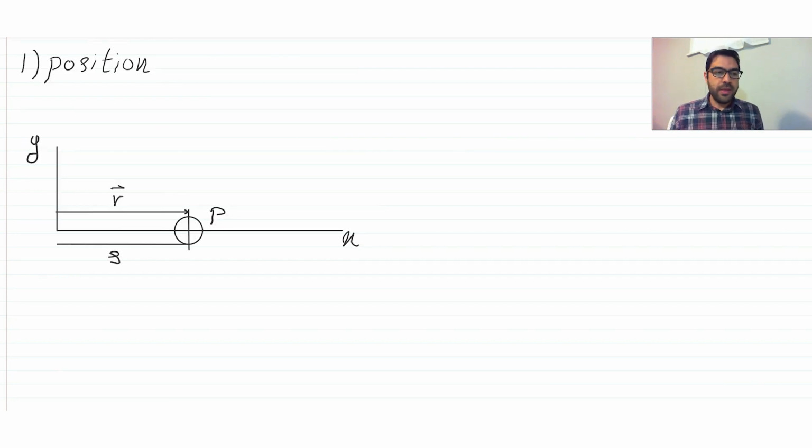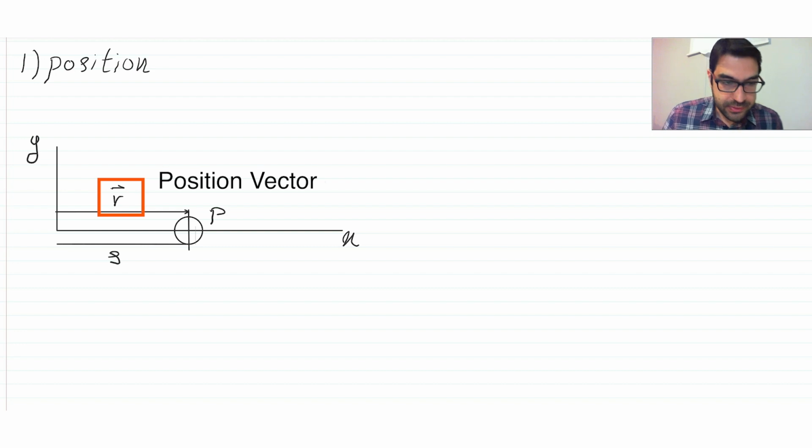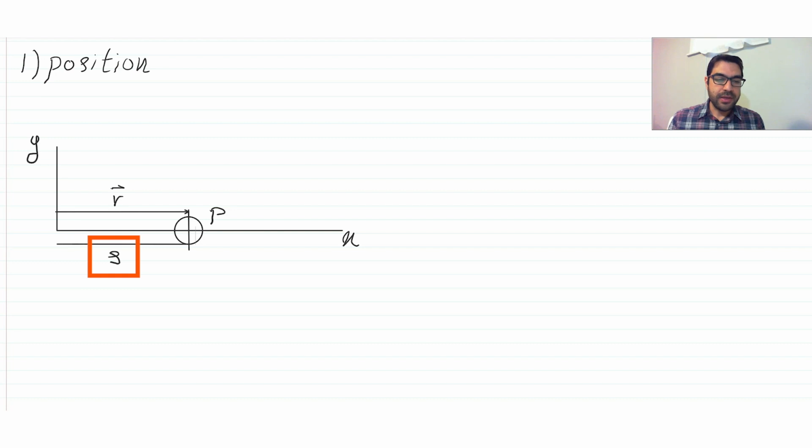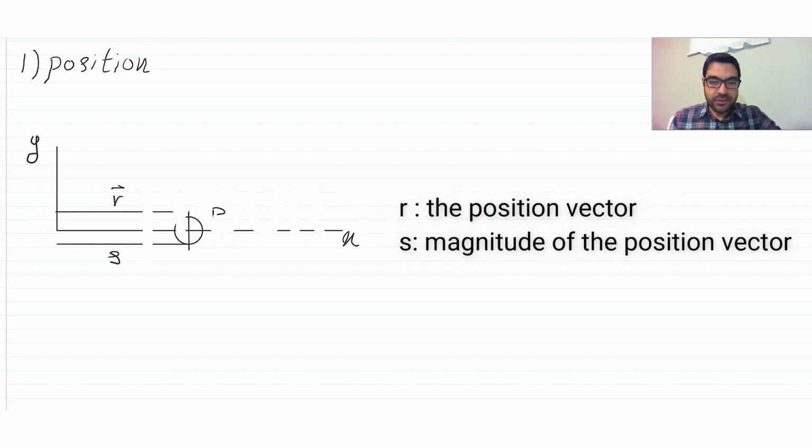So the first term is position. What is the position? The position of a particle is, as you can see here, I have a graph showing a particle that I'm calling P with that symbol. And the location of this particle, I'm showing with R, the position vector. We call it the position vector, and it's a vector, so it has a value and also a direction. The value of that, I'm calling S. So R and S will be the position vector and basically the magnitude of the position vector.